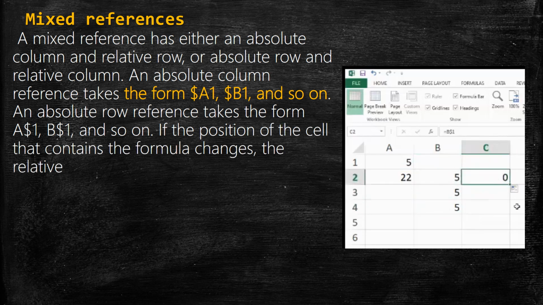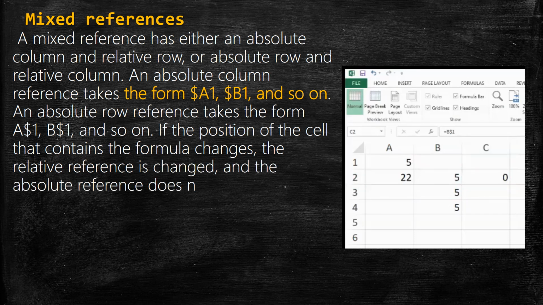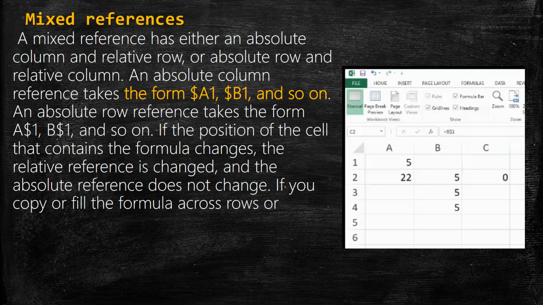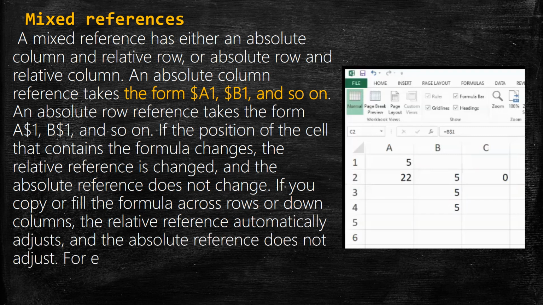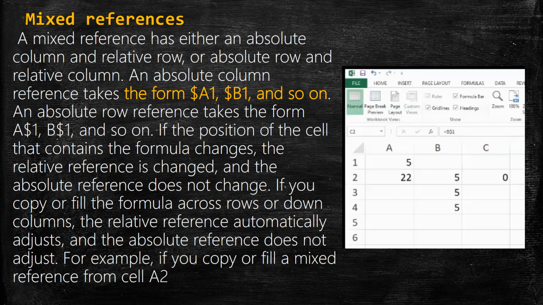If the position of the cell that contains the formula changes, the relative reference is changed, and the absolute reference does not change. If you copy or fill the formula across rows or down columns, the relative reference automatically adjusts, and the absolute reference does not adjust. For example, if you copy or fill a mixed reference from cell A2 to B3, it adjusts from equals $A1 to equals $A1.